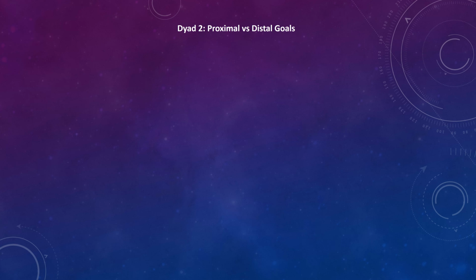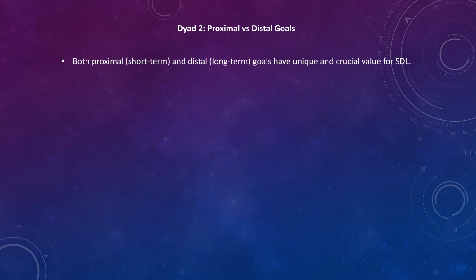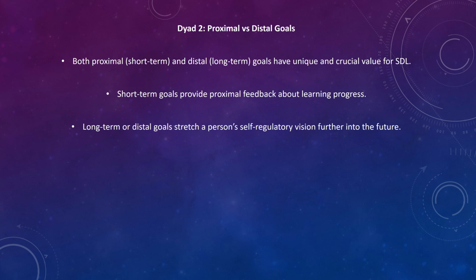Our second dyad compares proximal versus distal goals. Both proximal, meaning short-term, and distal, meaning long-term, goals have unique and crucial value for self-directed learning. Short-term goals provide proximal feedback about learning progress, while long-term or distal goals stretch a person's self-regulatory vision further into the future.